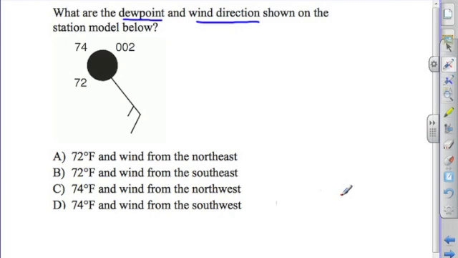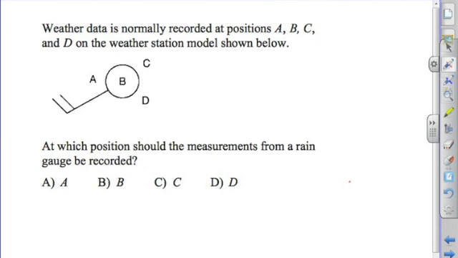So bottom left-hand corner, 72, which means I can get rid of choices C and D because they're referring to air temp, not dew point. And wind direction is coming from the southeast. So it looks like choice 2 would be the way to go. Remember, the information is always found in the reference table for free. You just need to take a moment to really look closely and find what they want you to find.